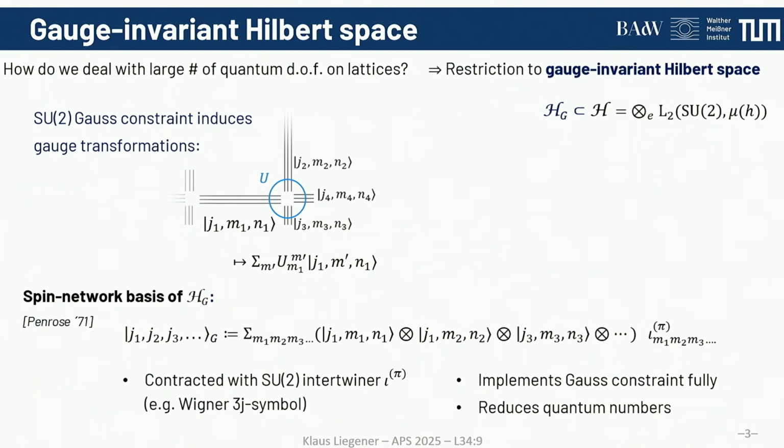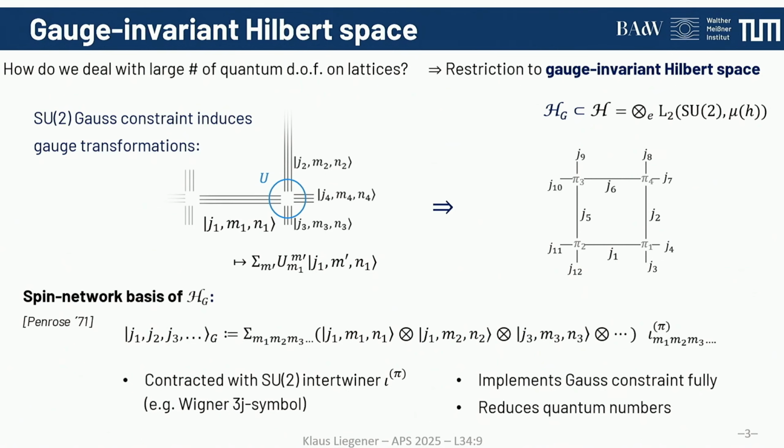And not only does this implement the Gauss constraint fully, but also since we now contract over those magnetic quantum numbers, we see that every edge now only depends on this label J. So in total we reduce drastically the number of quantum degrees of freedom of our system by going to this gauge-invariant Hilbert space. So that's very helpful in leveraging.